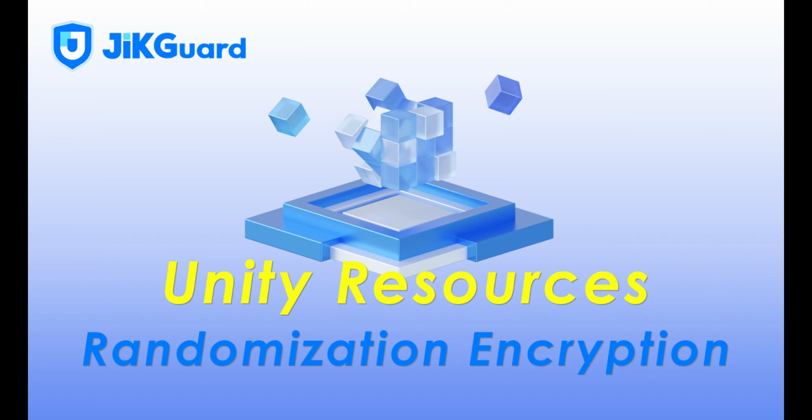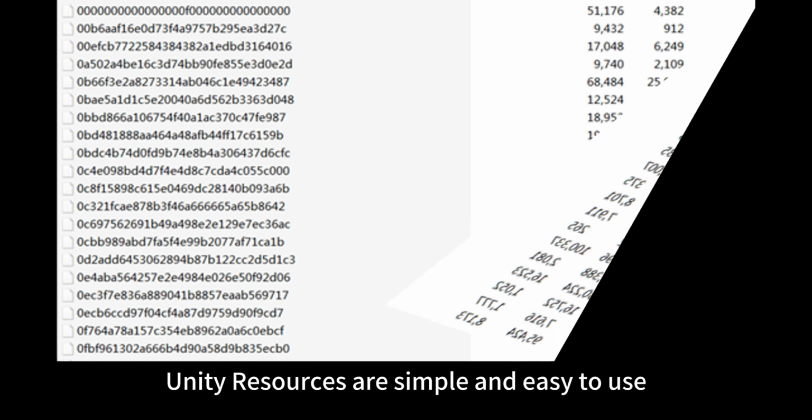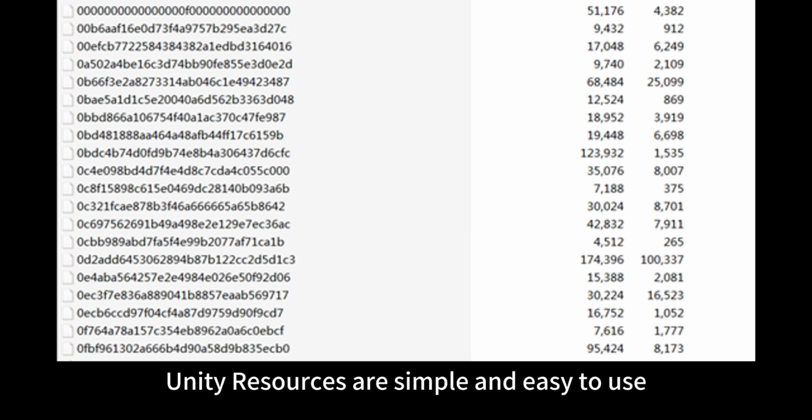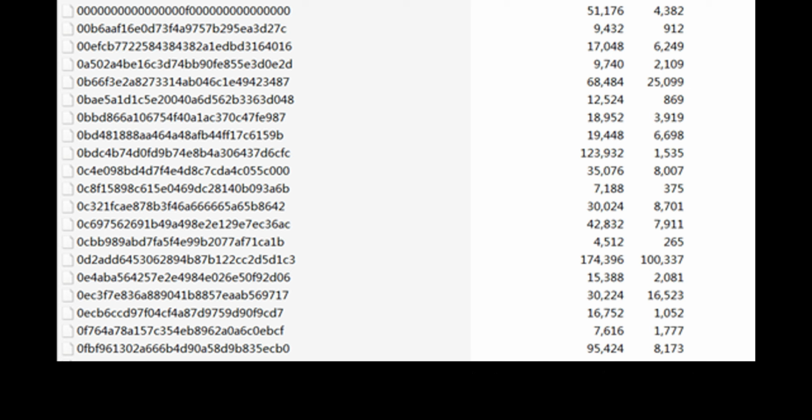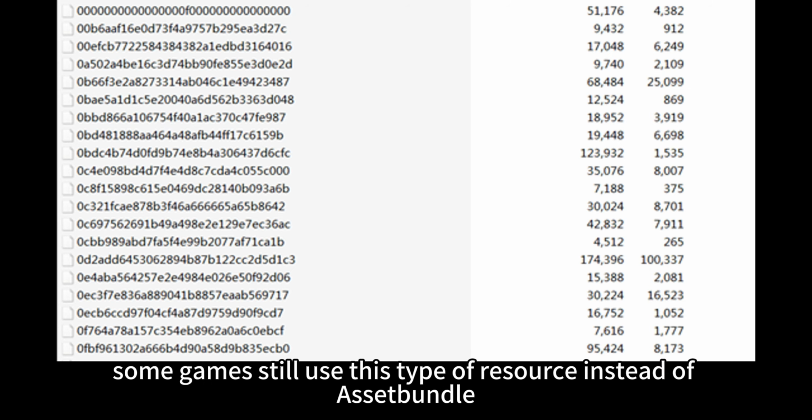Unity Resources Randomization Encryption Solution. Unity resources are simple and easy to use, making them ideal for rapid prototype development. Currently, some games still use this type of resource instead of Assetbundle.